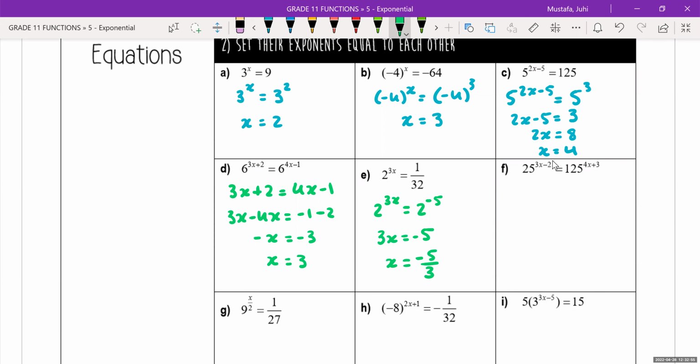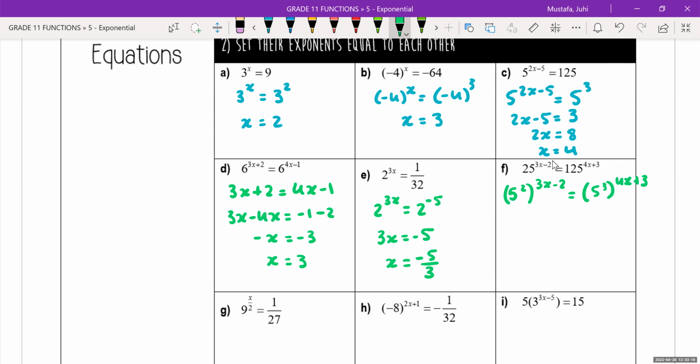So we're going to go ahead and do that. And this is how I'm going to write it. It's going to be 5 squared all to the power of 3x minus 2 is equal to 5 cubed all to the power of 4x plus 3. Now, does this step make sense so far?